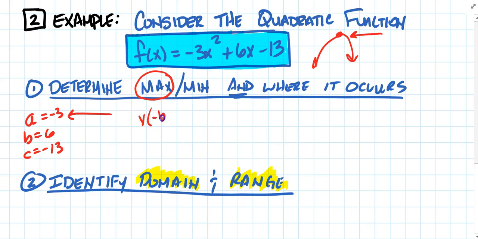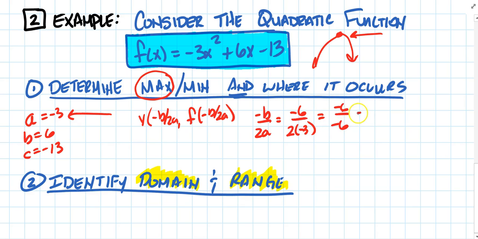Okay, so I want negative b over 2a and then comma f of negative b over 2a. So negative b over 2a gives me the following. It's going to give me negative 6 divided by 2 times negative 3. That is worth negative 6 over negative 6, so that means I have a value of 1. Then I take 1, I drop it right back into the function itself. So that was going to give me negative 3 times 1 squared plus 6 times 1 minus 13.